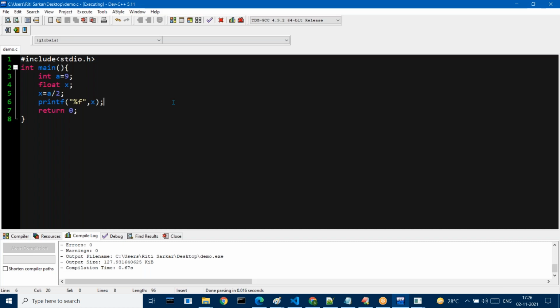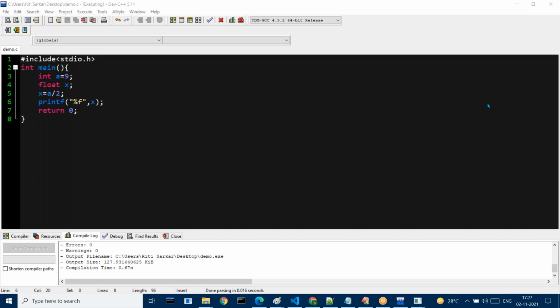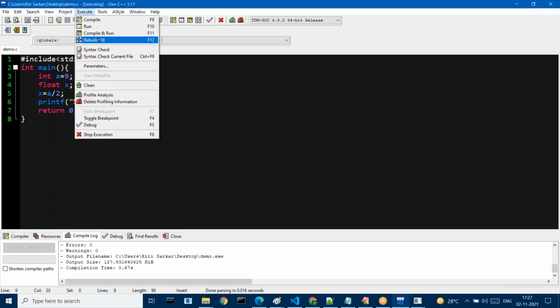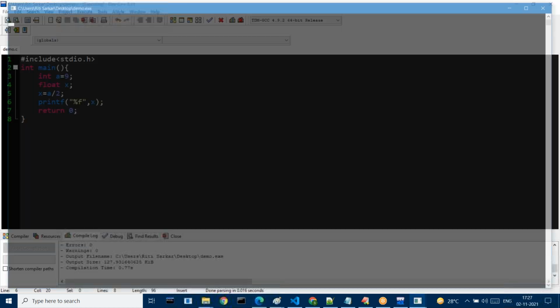Perfect. Very good. Chetan, very good. What about others? What is the output here? Yeah, good. 4.60. Execute, compile and run. Perfect.